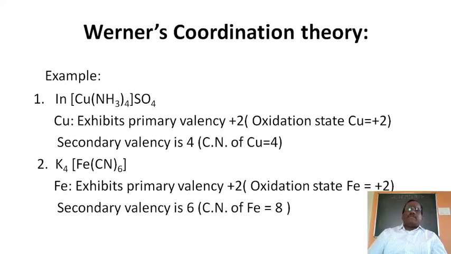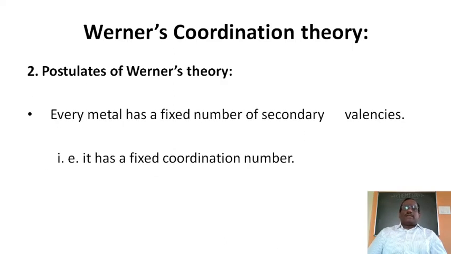Whenever coordination bonding is there, in any coordination compound, the central metal atom exhibits two types of valency: one is primary and the other is secondary valency. This is the first postulate of Werner's theory.